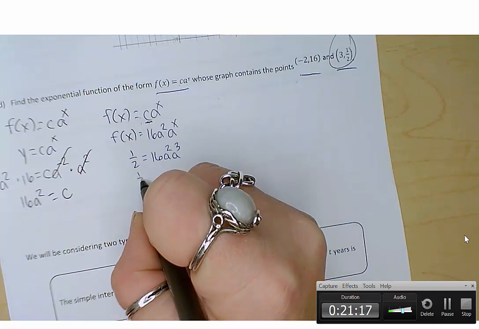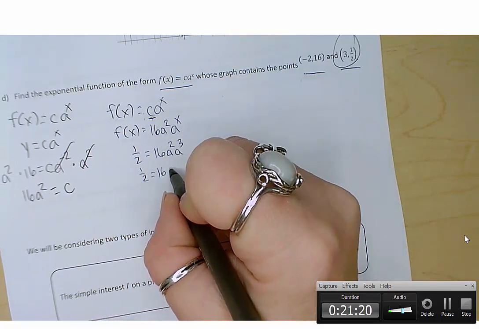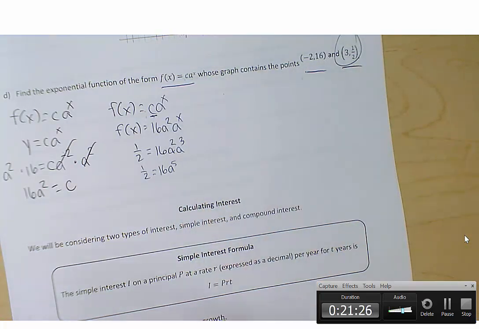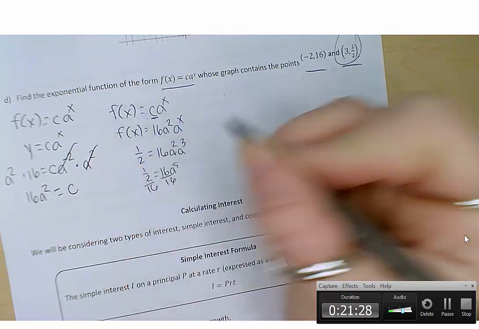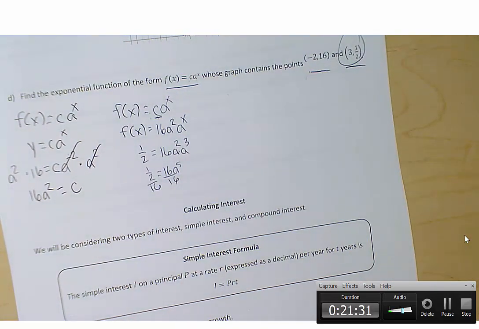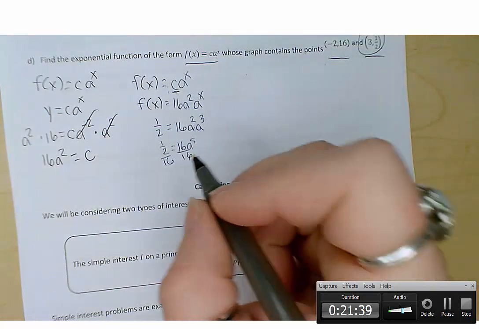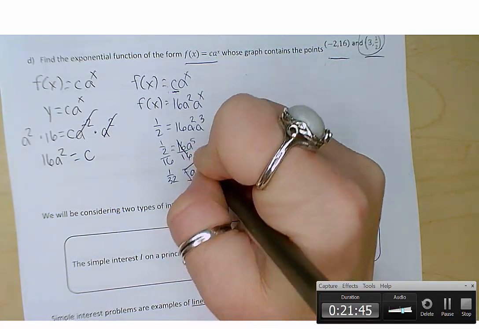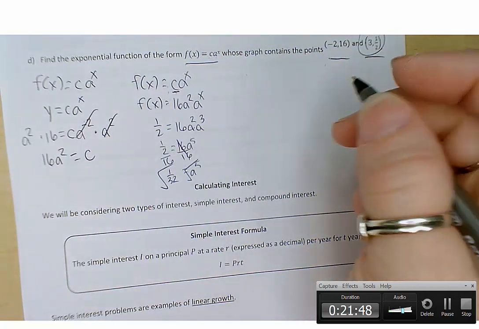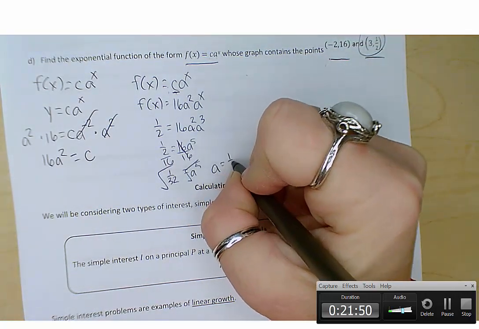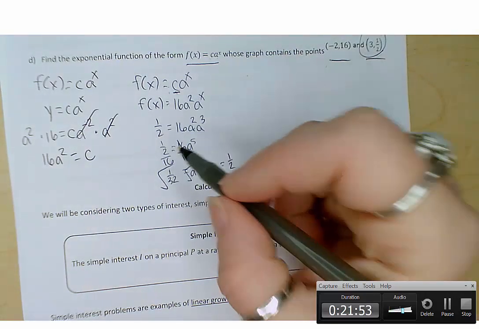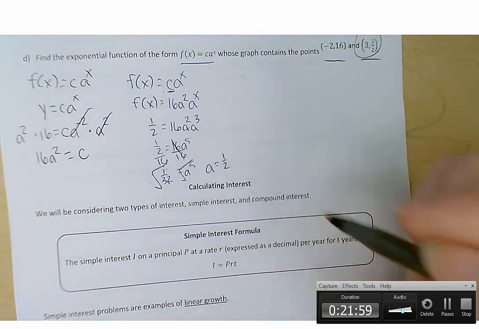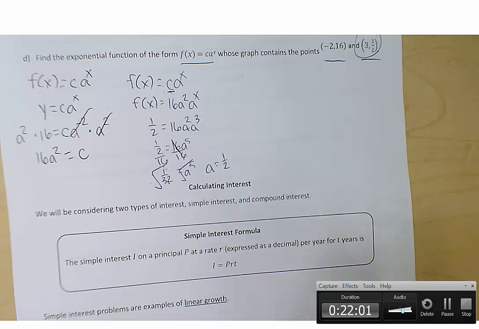Now, let's work on solving this here. So we're going to have 1/2 is equal to 16a to the 5th. Again, product rule all over again. A squared times a cubed is a to the 5th here. Divide both sides by 16 here, which is going to leave us with 1/2 divided by 16 is 1/32, and that is going to equal that a to the 5th. Take the 5th root of each side, and a is equal to 1/2. All right, the 5th root of 1 is going to be a 1. The 5th root of 32 is a 2, so you do get a 1/2 there for a.